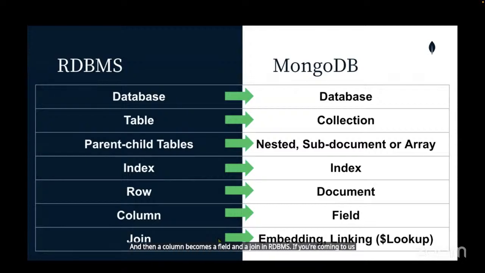if you're coming to us from SQL, MySQL, one of those tabular databases, you are probably familiar with the concept of joining data because you have to be in a normalized world. We're going to refer to that as embedding or linking, and we use the term $lookup to refer to an operator that enables us to join data between data in multiple collections in MongoDB.